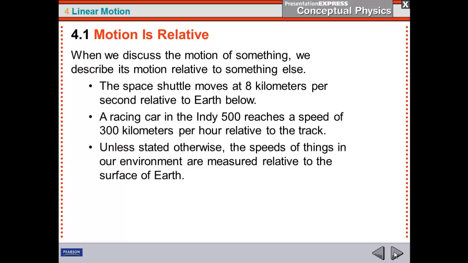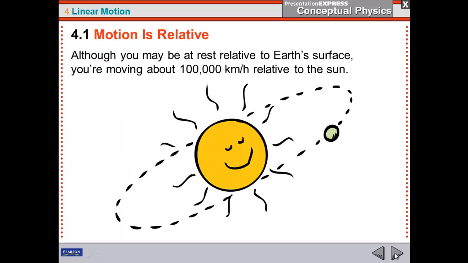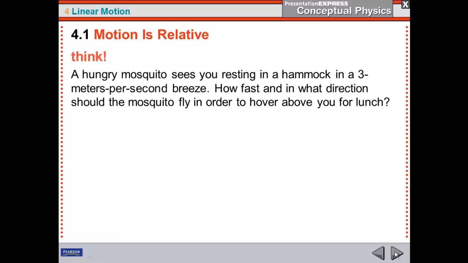So racing cars, Indy cars, about 300 kilometres per hour relative to the track. So it's relative to a frame of reference, which is really important when we start talking about that. Alright, so the Earth's surface is moving about 100,000 kilometres an hour relative to the Sun. Now, you don't have to remember this, but just get the concept of relativity.